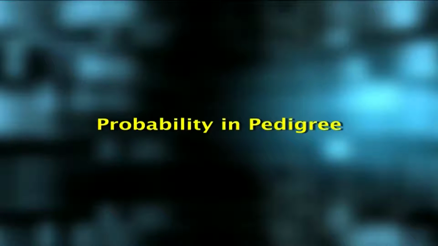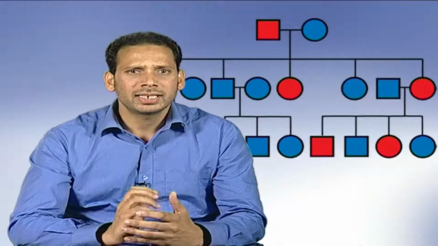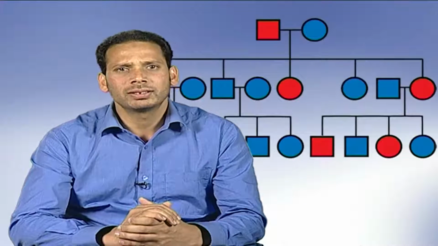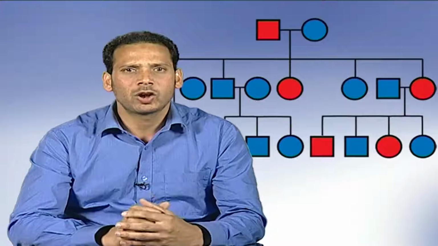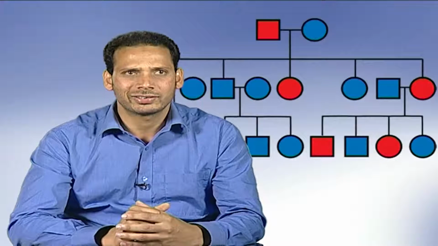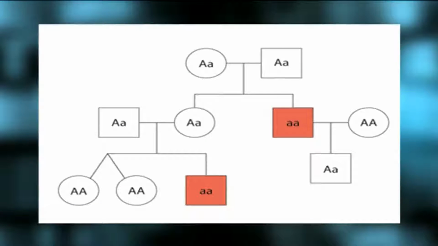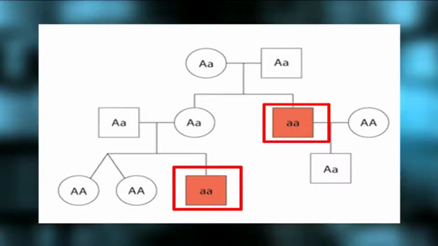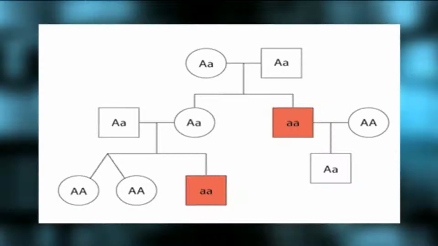Dear friends, now let us see how probability is used in pedigree analysis. Let's make use of probability in solving pedigree problems by taking an autosomal recessive trait into consideration. A few basic facts about autosomal recessive traits will allow us to calculate the probability that unaffected individuals are carriers. An affected individual must be homozygous recessive and must pass one disease allele to each one of its children.